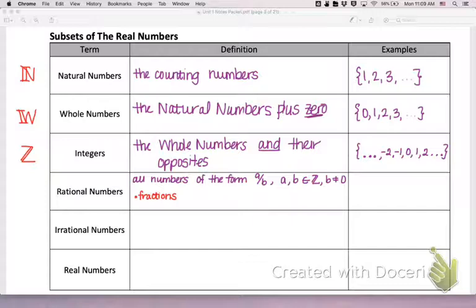Decimals, there's two categories. The first one is terminating decimals. This means they end. 5.7, done. 6.129, negative 0.00004. Those all terminate. They end. We don't have to round. We know exactly what they are.